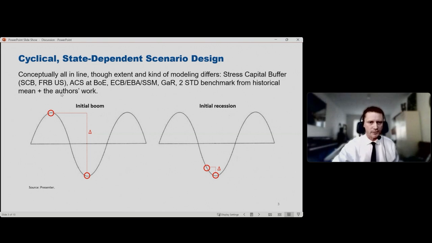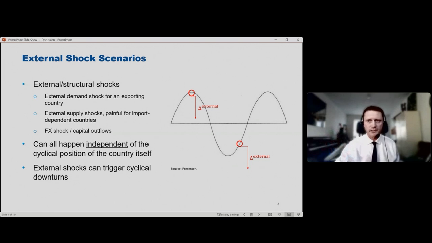And then obviously the authors' work is exactly in line with this whole series of examples as well, and in line with this philosophy. So I'm just having one more slide, and then I get to the comments, just to complete this discussion and to have an additional perspective on external shock scenarios, exogenous external shock scenarios, which can also happen. So these can be external demand shocks for exporting countries, supply shocks for import-dependent countries. There's FX shock and capital flow considerations here.